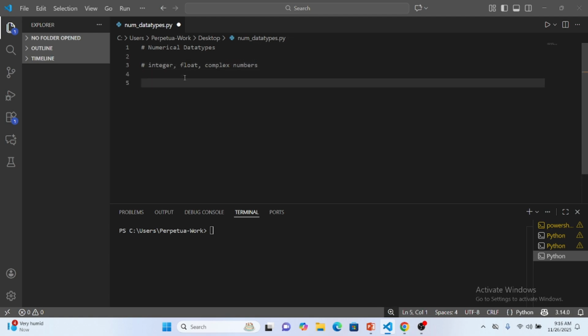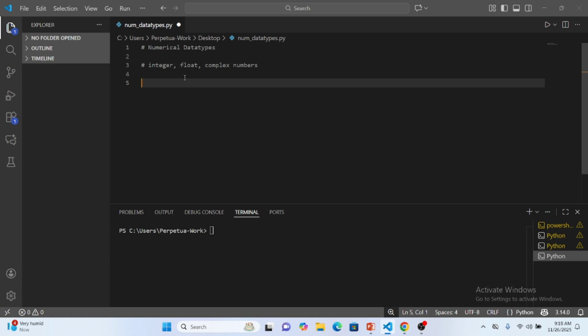So what are the integer data types? The integer data type are whole numbers ranging from negative infinity to 0 and then to positive infinity. Okay, so we have the 1, 2, 3, the tens, the thousands. So those are the integer values. So what are the floats? The float values are the values that have decimal points.